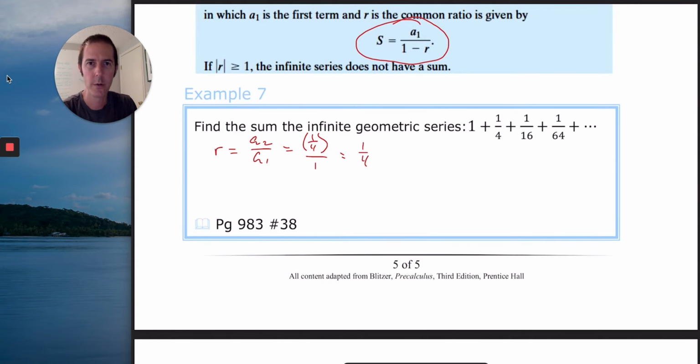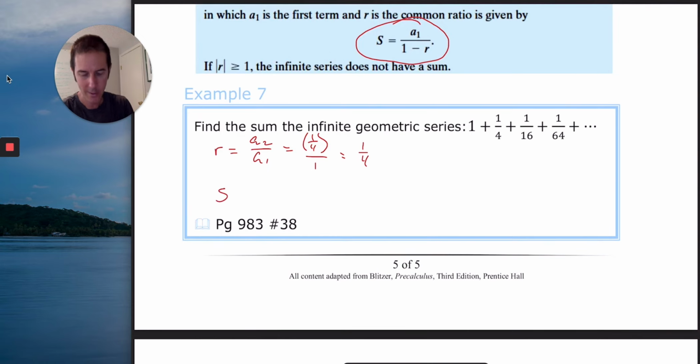If you want to put a little note into your notes saying, we can use the formula above because 1/4 is between negative and positive 1, maybe you should have that in your notes. I'm not going to write that down, but pause and write that down if you want to. Then we'll go into the formula.